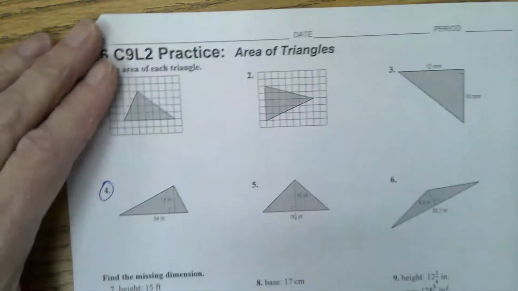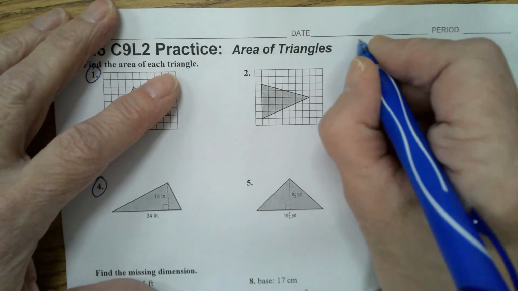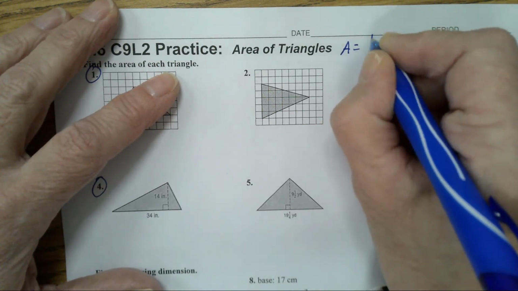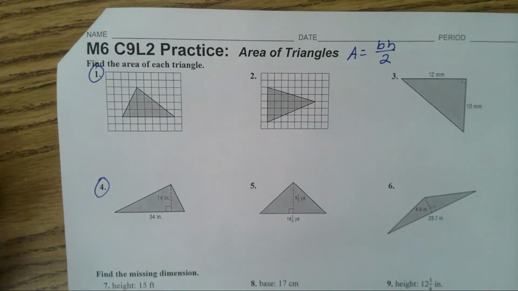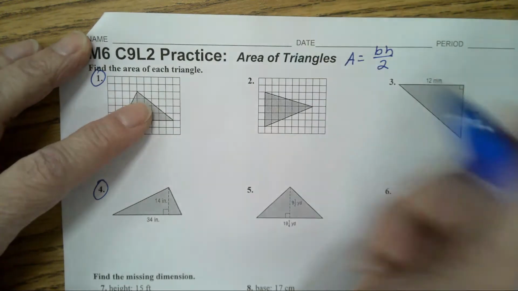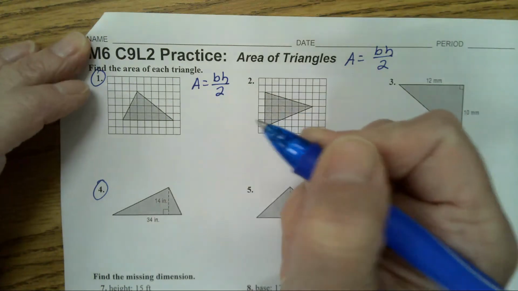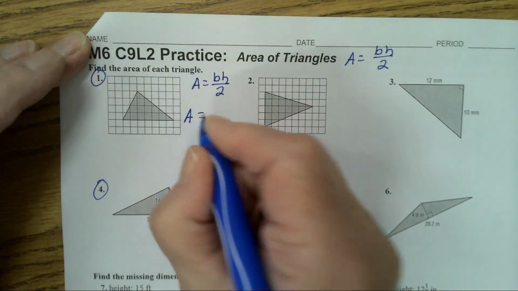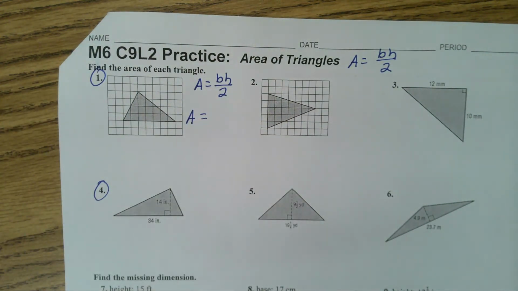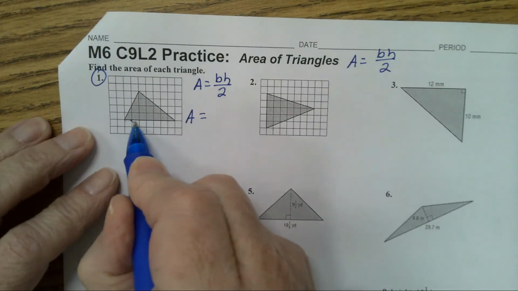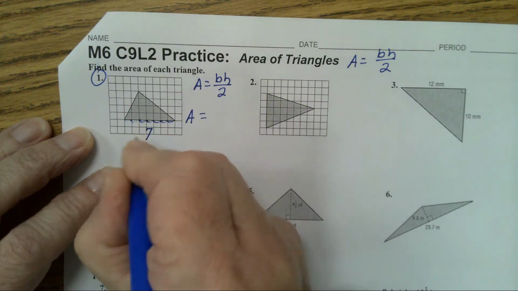Are we ready? Okay, this is triangles. The formula for a triangle, let's write it here at the top. Area equals base times height divided by 2. Got that? So, in number 1, I'm going to start off and write A equals base times height divided by 2. So A equals, let's count. How long is this bottom one? So you count how many squares long it is. 1, 2, 3, 4, 5, 6, 7. So the base is 7.